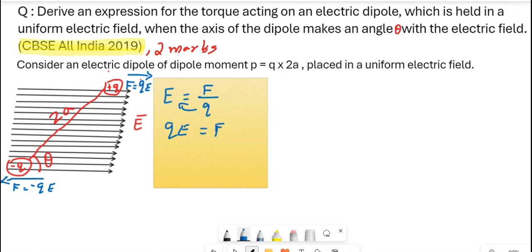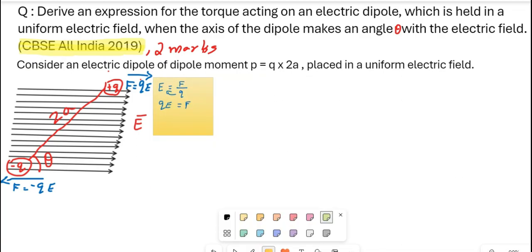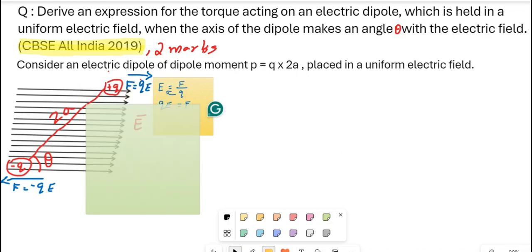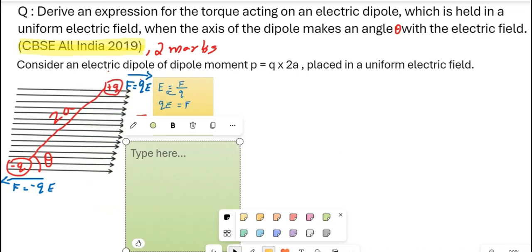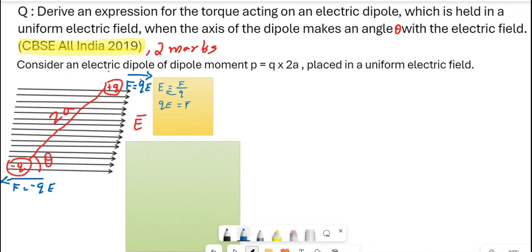What will be the resultant that we have to write? Before that, we have to talk about the perpendicular distance. Why do we want to talk about the perpendicular distance? Because we have to write the torque. You know that the equation for torque is force into perpendicular distance, correct? So for that we are going to write one equation here. Consider this is like a triangle formed here. So the perpendicular distance we can draw here, that is perpendicular to the direction of this electric field. So that I will draw now, and I want to introduce the equation also.